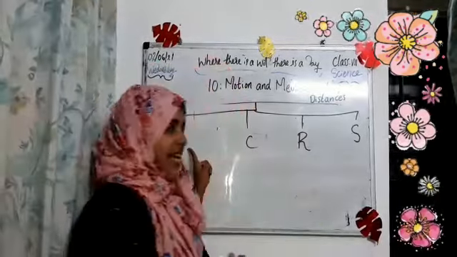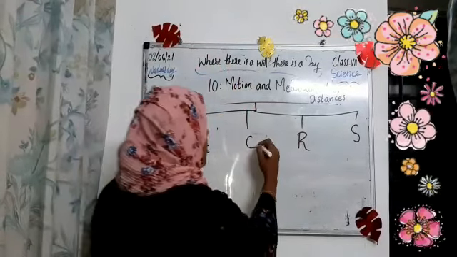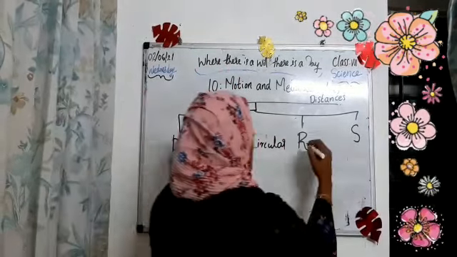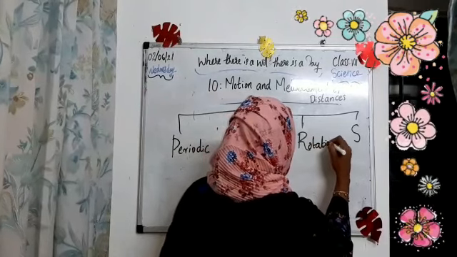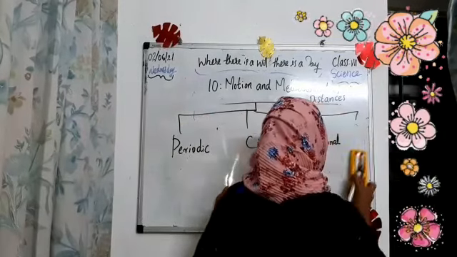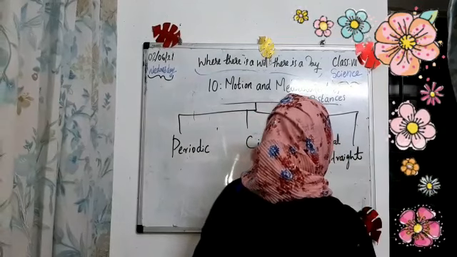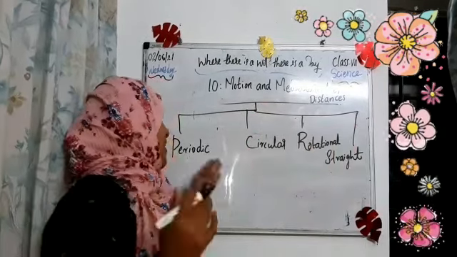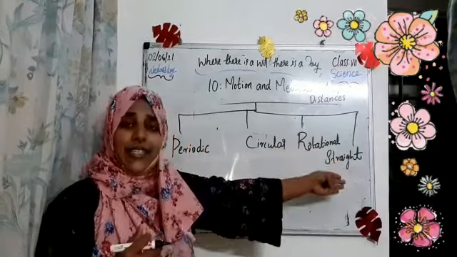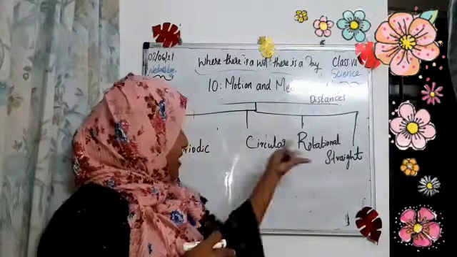Okay, so P is periodic motion. C for circular motion. And R for rotational motion. And S for straight motion. So what are the different types of motion, children? Periodic motion, circular motion, rotational motion and straight motion, PCRS. Okay, so let's check the differences between these motions.